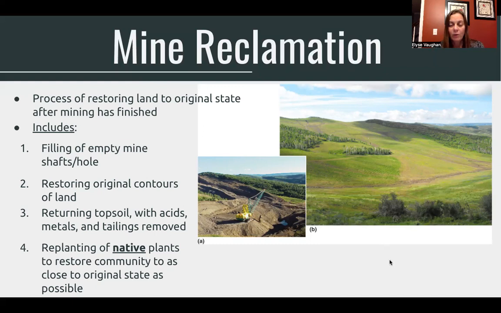One of the requirements of SMCRA is that companies post a bond that is sufficient, so a large enough sum, to reclaim the land if they fail to do so, or if for some reason the company goes bankrupt during the mining period. And then depending on where the mine is, that bond is returned either 5 or 10 years after the mine is closed, if it has been properly reclaimed.